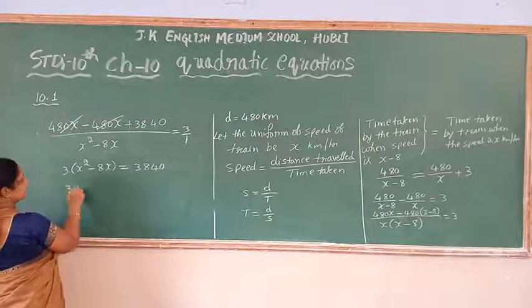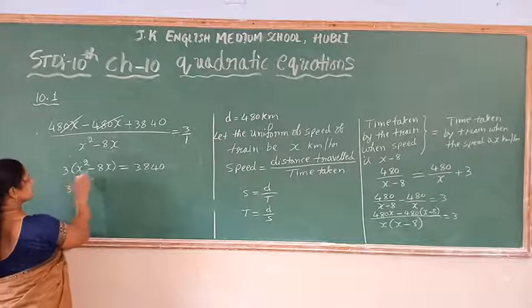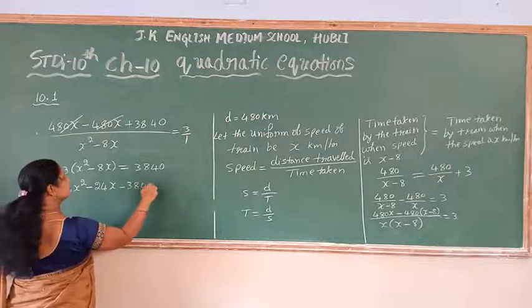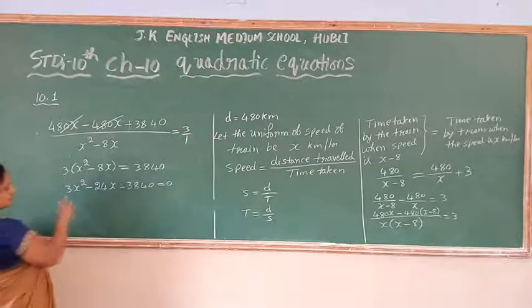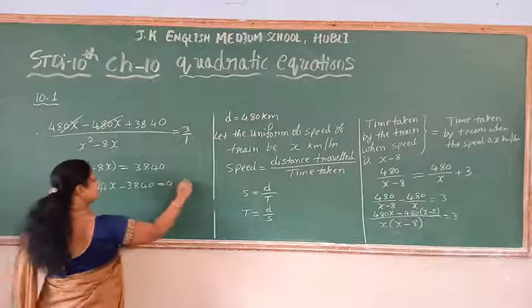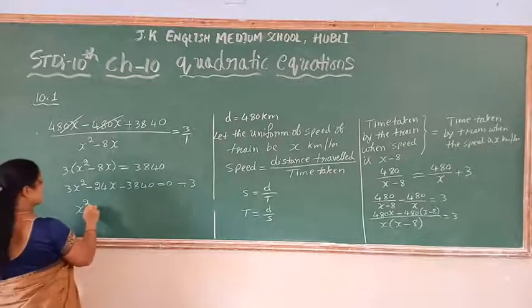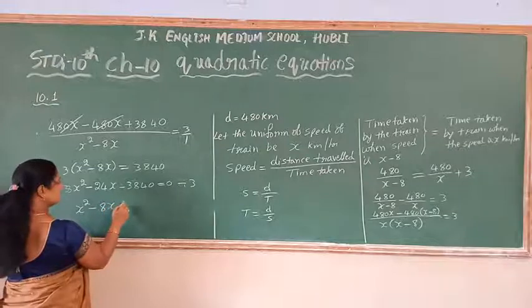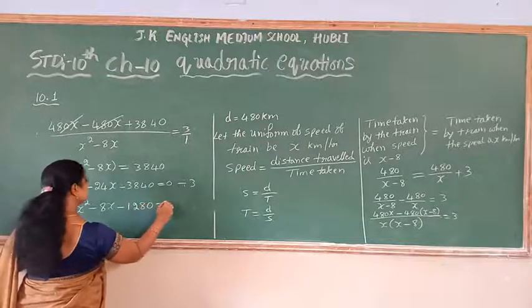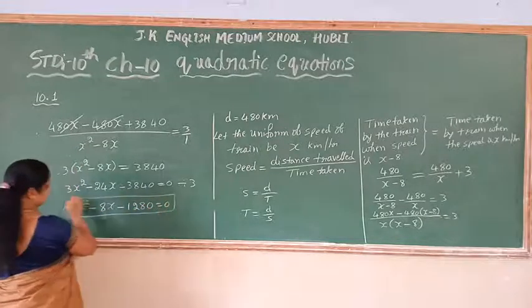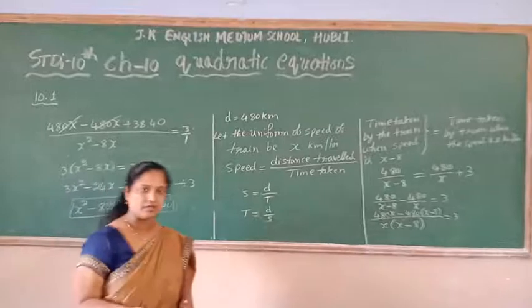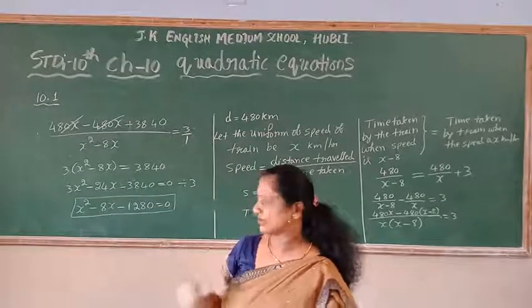So multiply now: 3x square minus 24x. Then you take it this side, minus 3840 is equal to 0. Now all these numbers have common factor 3, so if I divide by 3, I am going to get x square minus 8x minus 1280 is equal to 0. This is in the standard form of a quadratic equation. The question told us to write it in the standard form of a quadratic equation, and we have written it, children.